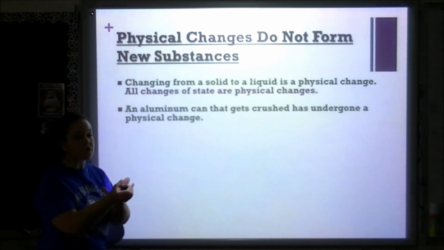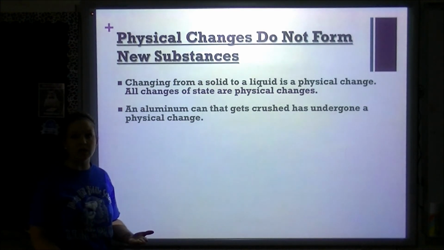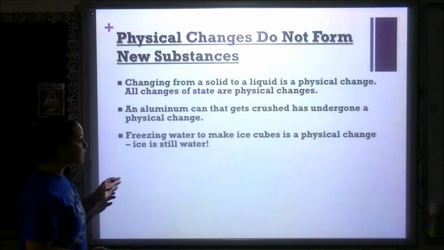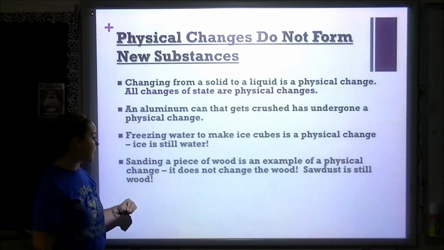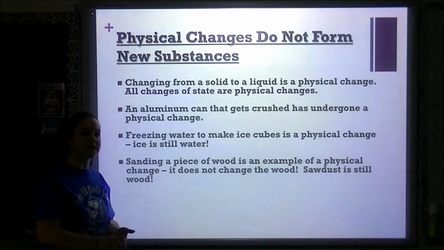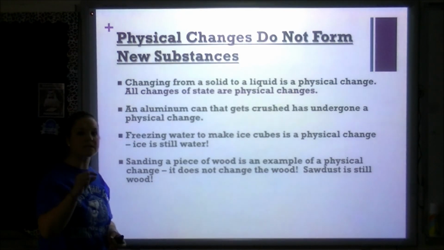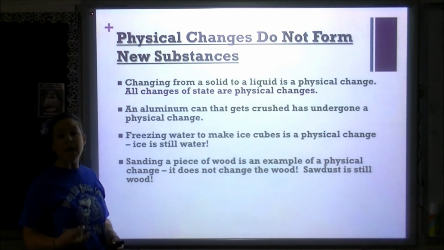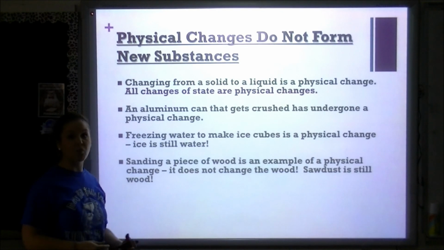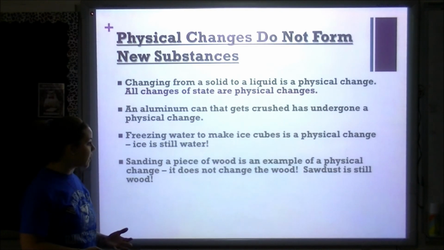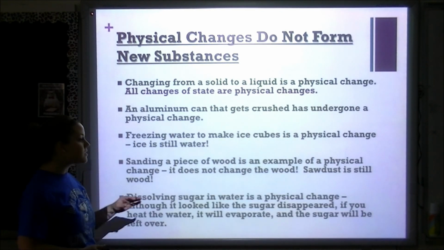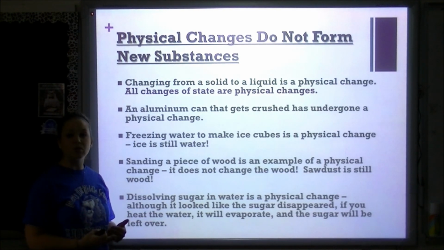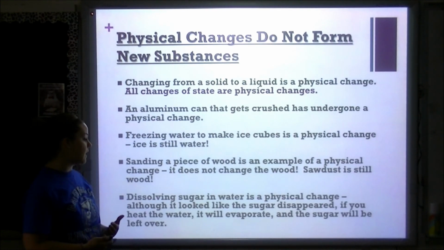If you crush an aluminum can, did we form anything new? No, we didn't. It's a physical property. And freezing water, again, that's a change of state. What about sanding a piece of wood? That's kind of hard because those little tiny bits of sawdust don't look like the wood that we started with. They look like something new, but sawdust is actually still wood. So it's a physical change, a physical property. And dissolving sugar in water, going back to the example of solubility with the Kool-Aid, that's a physical property, a physical change.